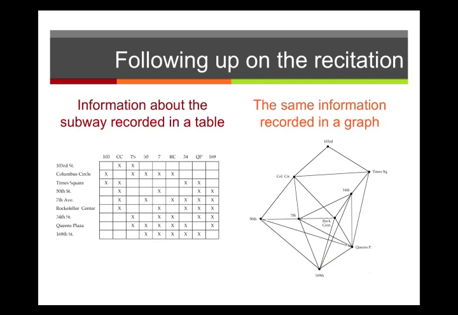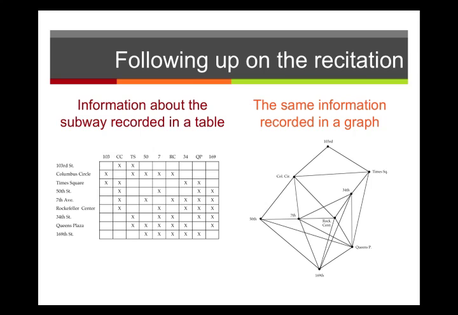Let me also follow up a bit on an example that you did in your recitation. On the left, you see the information that was handed to you in the recitation. This is information about certain stations in the subway system, ones that I had to use when I was trying to get to work many years ago. I was trying to get from my house out to work. And these were the relevant stations, 103rd Street, Columbus Circle, and so on.